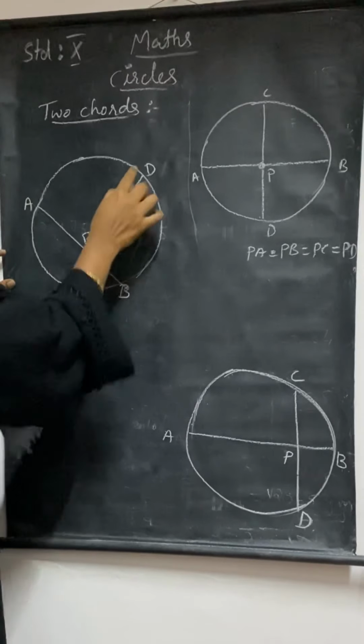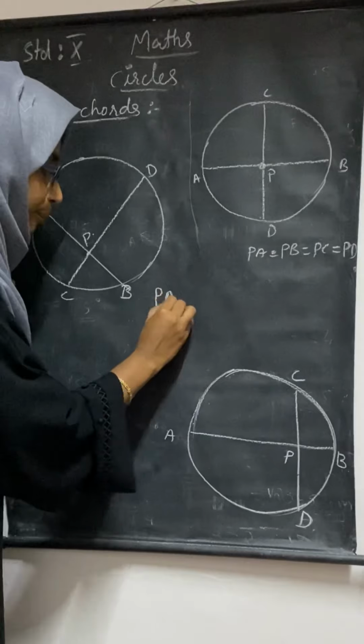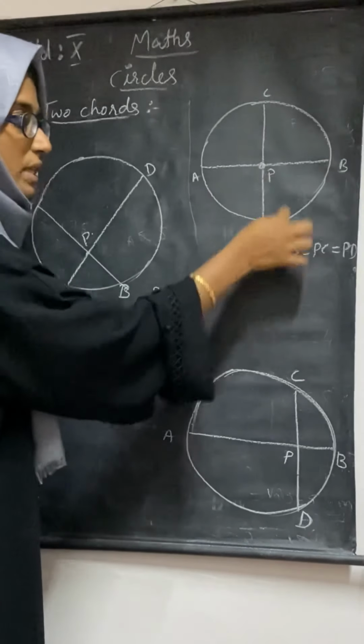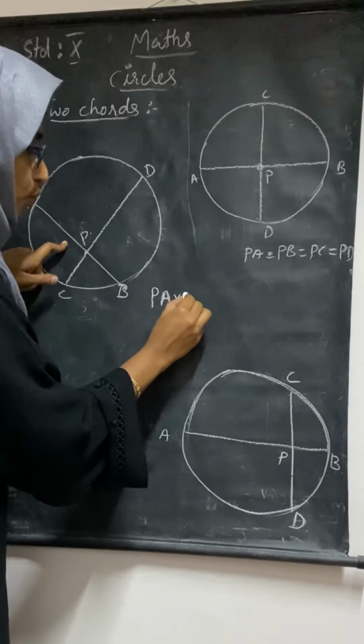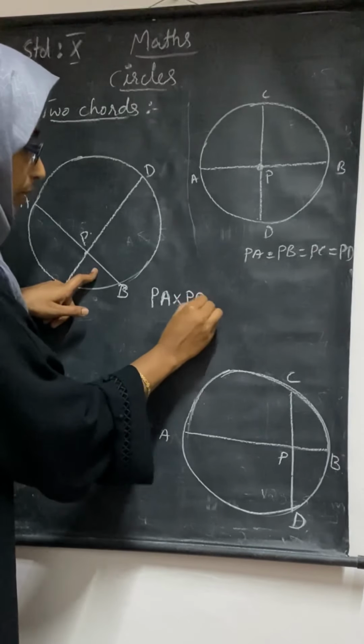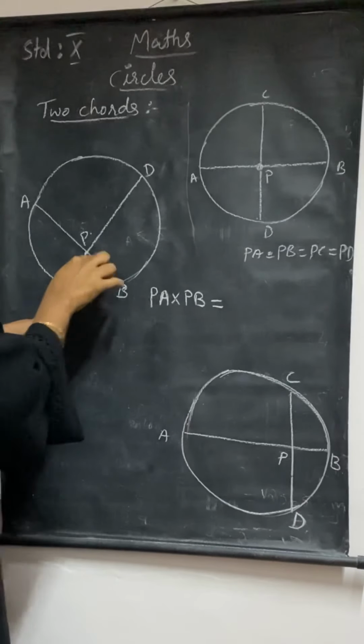So if you have a figure like this, it will be PA. Here we have seen every piece is equal, but here it is not like that. PA into PB is equal to PC into PD.